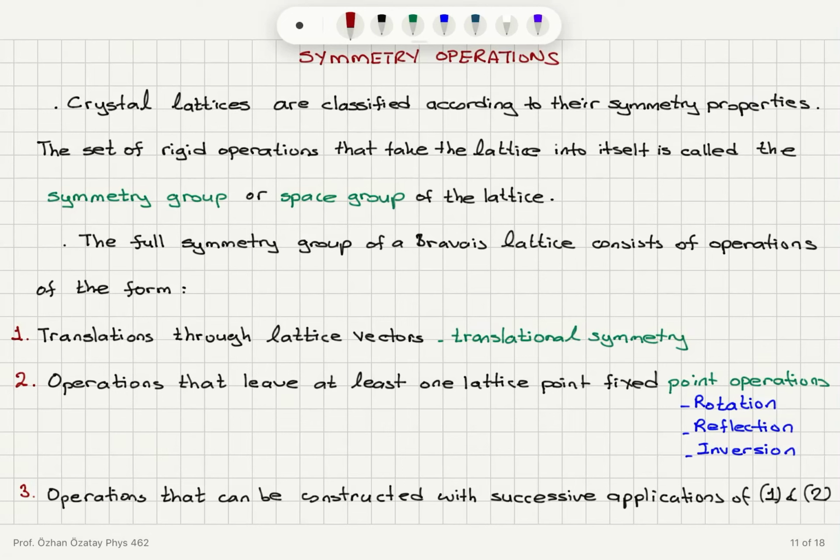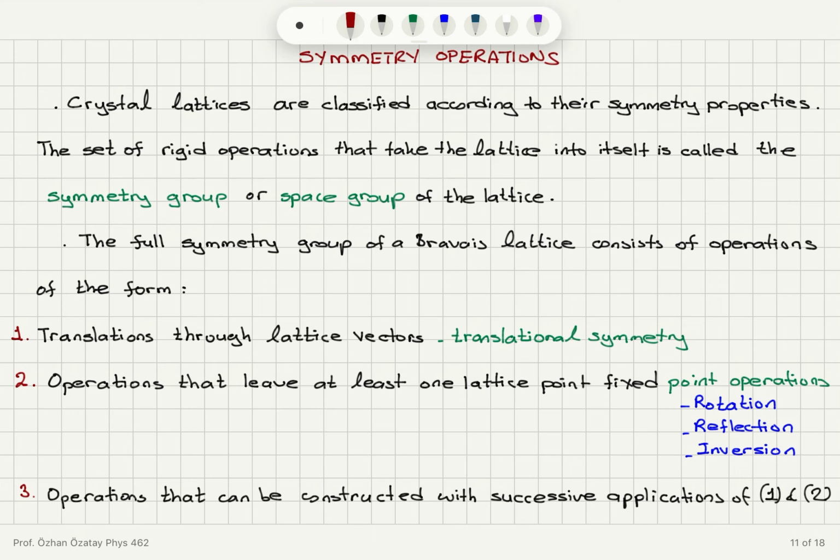Now we will talk about symmetry operations. Symmetry operations are important because that's how we classify the crystal lattices. So we look at the set of rigid operations that take the lattice into itself, and we call this set the symmetry group or space group of the lattice.